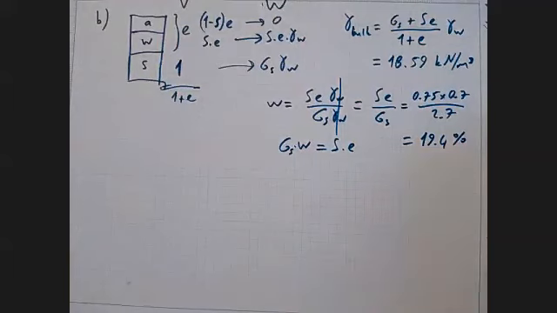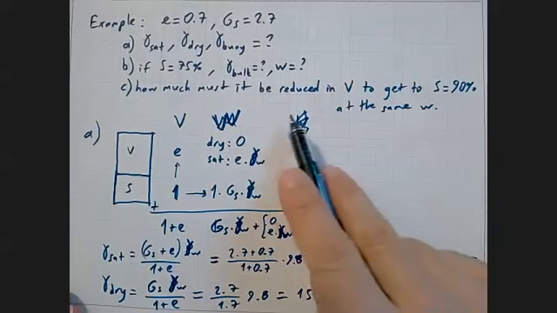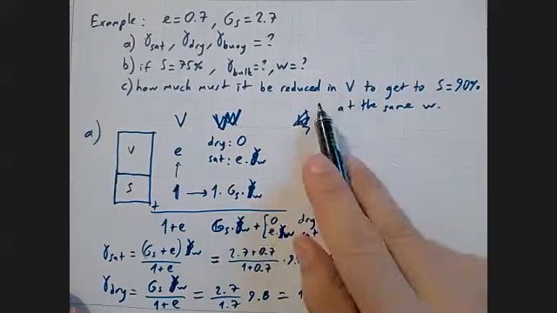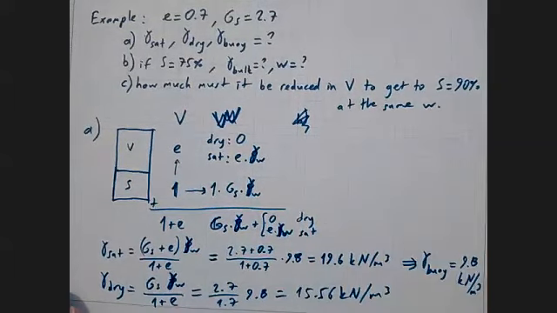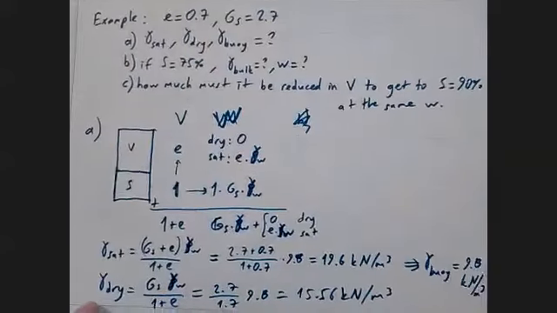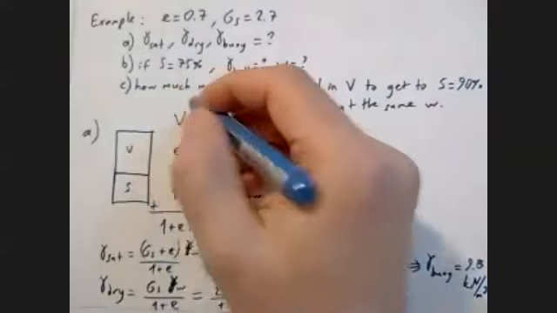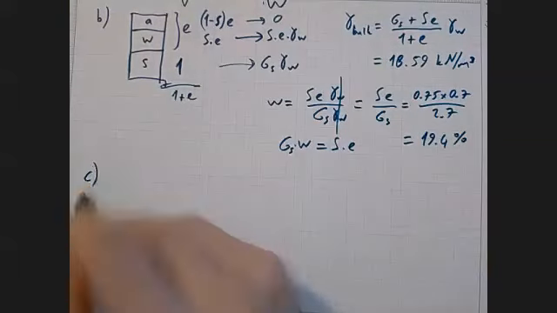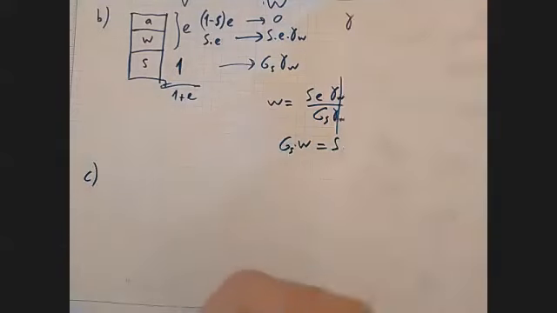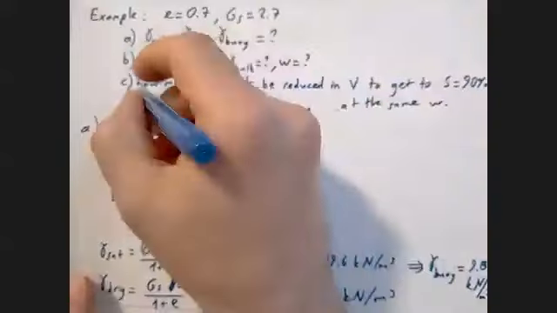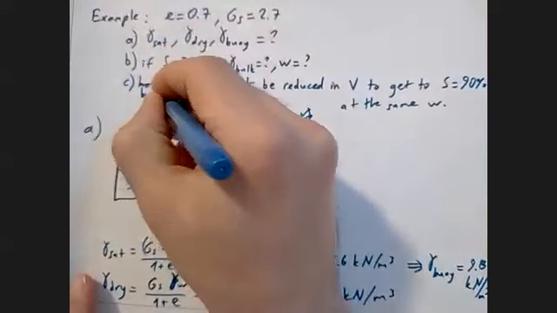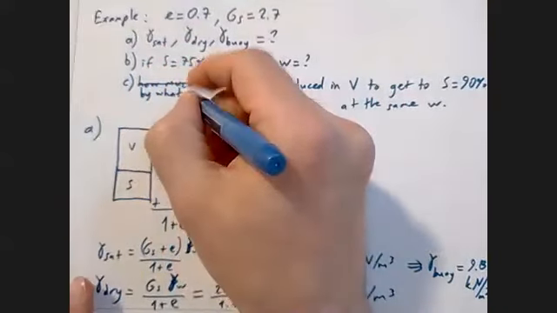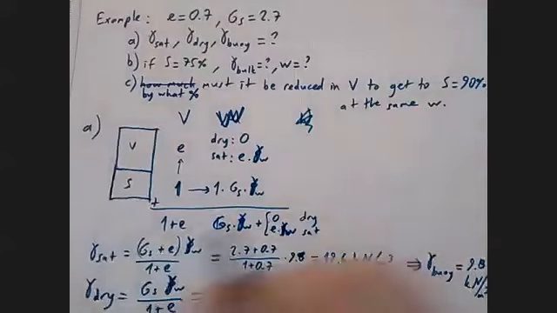Okay, let's see what we wrote for part C. How much must the volume be reduced to get a degree of saturation of 90% at the same water content? And because we are in engineering terms, we are talking in terms of strains here. Or maybe I should just rephrase the question: by what fraction, by what percentage must volume be reduced?